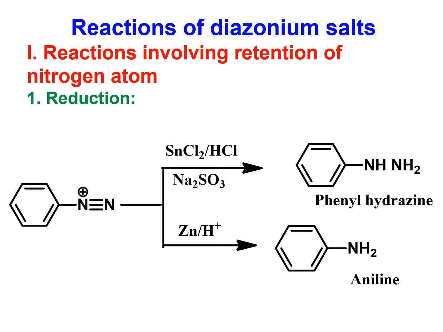As we have said, reactions of the diazonium salts are reactions where you either retain the nitrogen, you keep the nitrogen, or you lose the nitrogen. Keeping the nitrogen are two types of reactions. The reduction reaction, where you can reduce them to the hydrazines using stannous chloride, hydrochloric acid, and sodium sulfide, or you can reduce them to the amines using zinc and HCl.